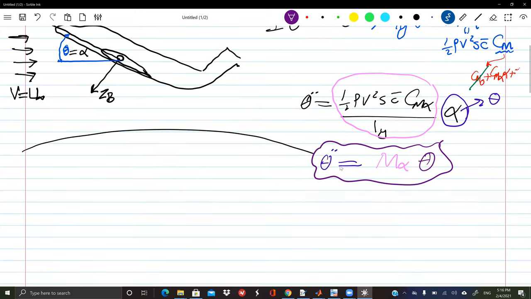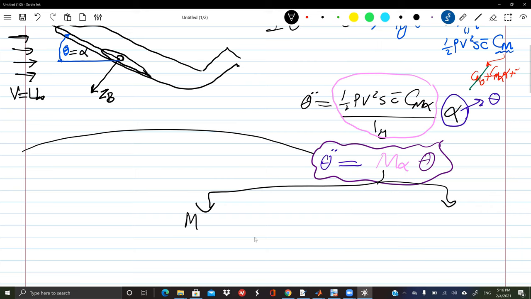Okay, so our equation is theta double dot equals a number, 3 times theta. X double dot equals a number, 3 times x. How do we solve this equation? Well, we know how to solve this equation. This is a differential equation, linear with constant coefficient. So the solution actually depends on the sign of M alpha.